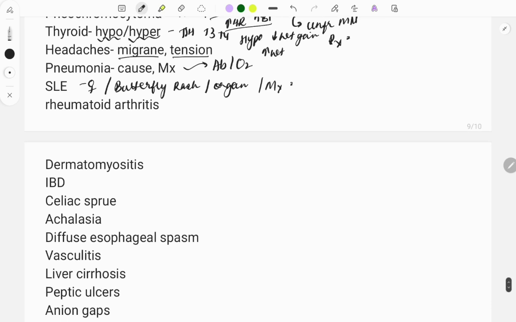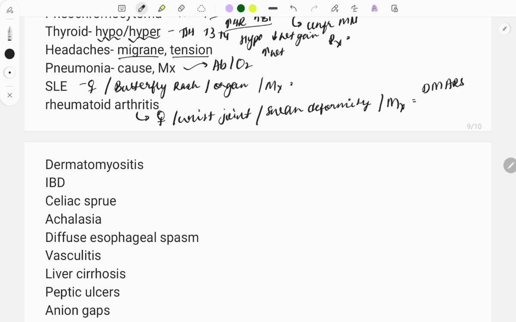Then for the rheumatoid arthritis, this is also more common in the females, and there will be involvement of the wrist joint, most commonly the wrist joint, and changes can be seen like the swan neck deformity. And questions are asked on the management, like we will use the DMARDs, conventional and the biological DMARDs, and for acute, then we will be using the NSAID and the steroid.